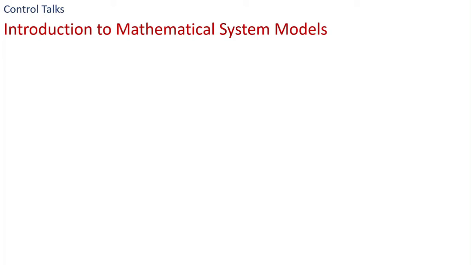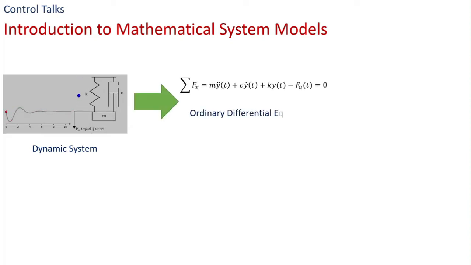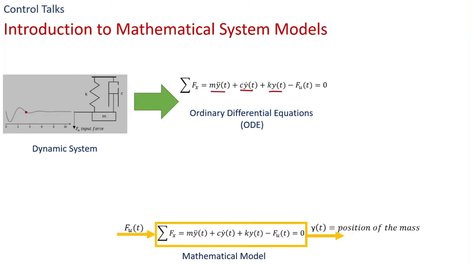And because the systems under consideration are dynamic in nature, the descriptive equations are usually differential equations. A differential equation is an equation that contains one or more functions with their derivatives with respect to a single independent variable, in this case, time. This is the notation for the derivatives with respect to time. In this case, we have a second-order ordinary differential equation. We call this the mathematical model of the system.